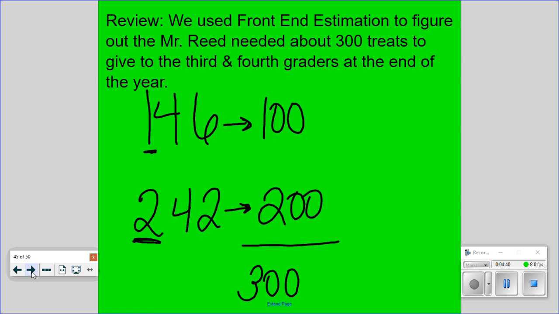And if you remember when we did front-end estimation, exactly what Easton was saying, we take the value of that first digit in the hundreds place, and that becomes what we add together. So we estimated last time that Mr. Reed needed 300 trees. Give me a thumbs up if you remember that. Great.